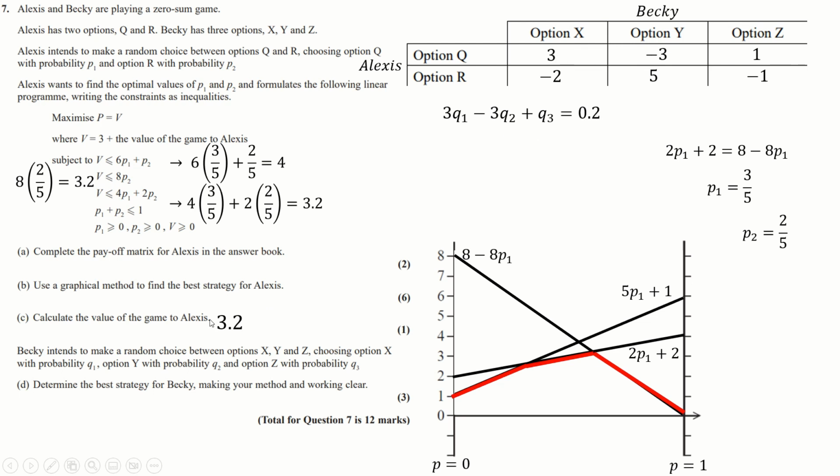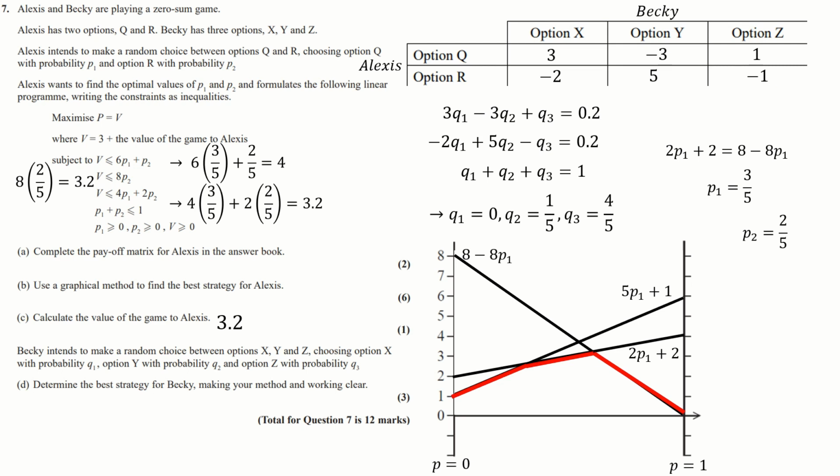Of course, if Alexis's winnings is 0.2, that means Becky's is minus 0.2 because it's a zero-sum game. But of course, if I just pretend those aren't negatives, I can pretend this isn't either. So I could have written this as minus 3Q1 plus 3Q2 minus Q3 equals minus 0.2. But of course, the negatives will cancel and I get this. And of course, you can do the same for this row, and that also equals the same number. And then, of course, you can say the Q's must add up to 1, and you can put that in a calculator, and you can just sort out that the answer is this.